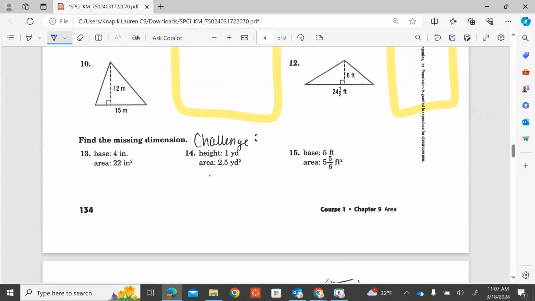Oh, 13, 14, and 15, these are the challenges. You do not have to solve these, but if you're up for a challenge, it might be good practice. They give you the base and they give you the area. You have to solve for the height. Or number 14, you have to solve for the base. Number 15, you have to solve for the height. So you're going to be finding those missing variables.